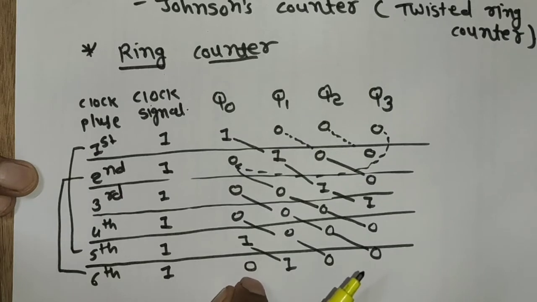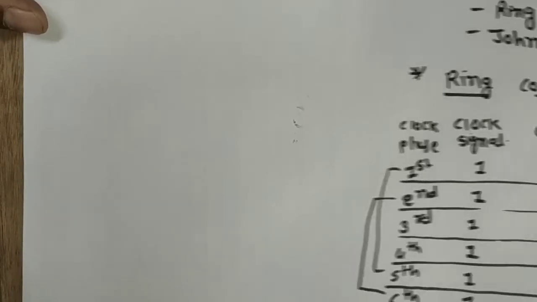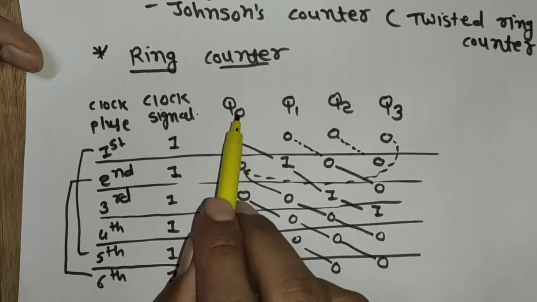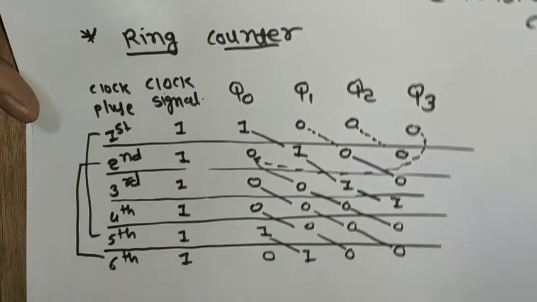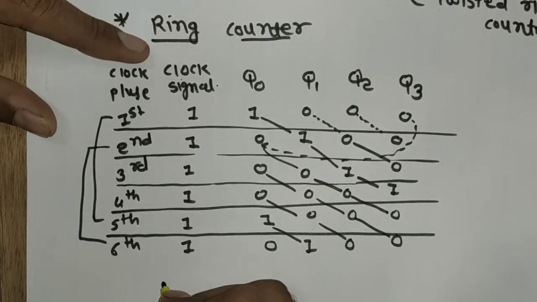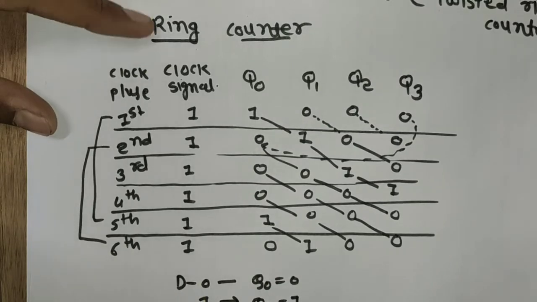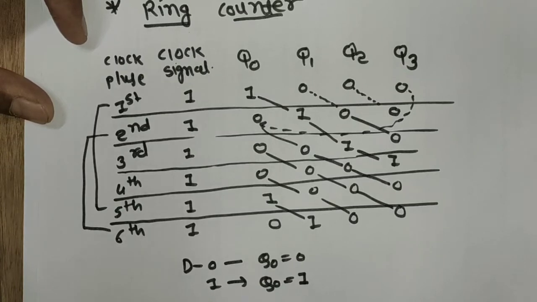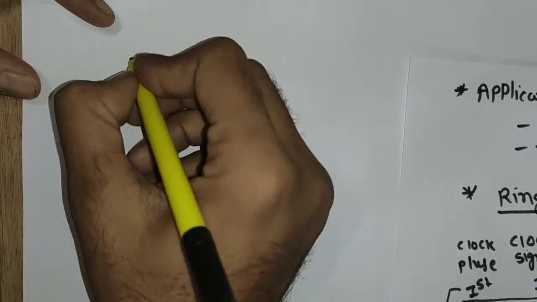So dear students, now we design the ring counter using this logic. First, we design the ring counter with 4-bit storage, so we require 4 flip-flops. We know that in the case of D flip-flops, whenever the input D is 0, the output Q0 is also 0, and when D is 1, the output Q0 is also 1. So whenever we design an application of the shift register, we utilize the D flip-flop, because when D is 0 the output is 0, and when D is 1 the output is 1. So now we use 4 D flip-flops.